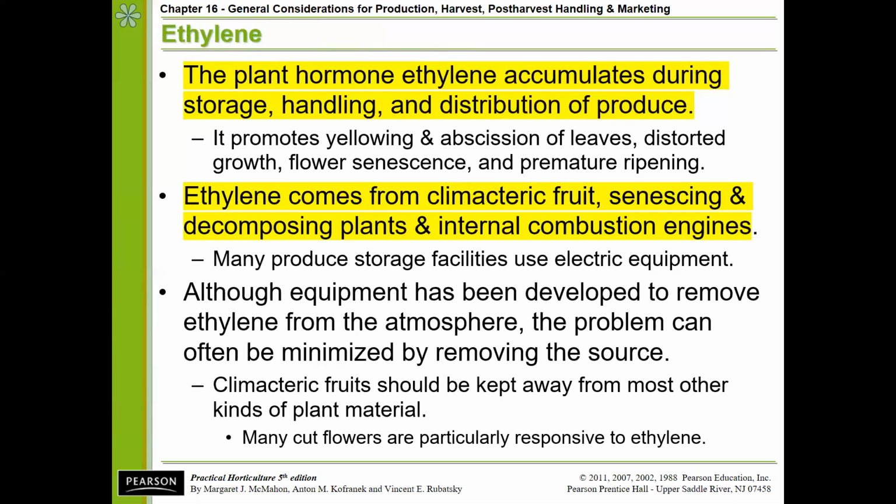Ethylene will cause sprouting of things like potatoes and onions. It can cause flowers to senesce. So in those cases we would want to remove it. In the cases of tomatoes or bananas, again, we want to add it so that they continue to ripen.